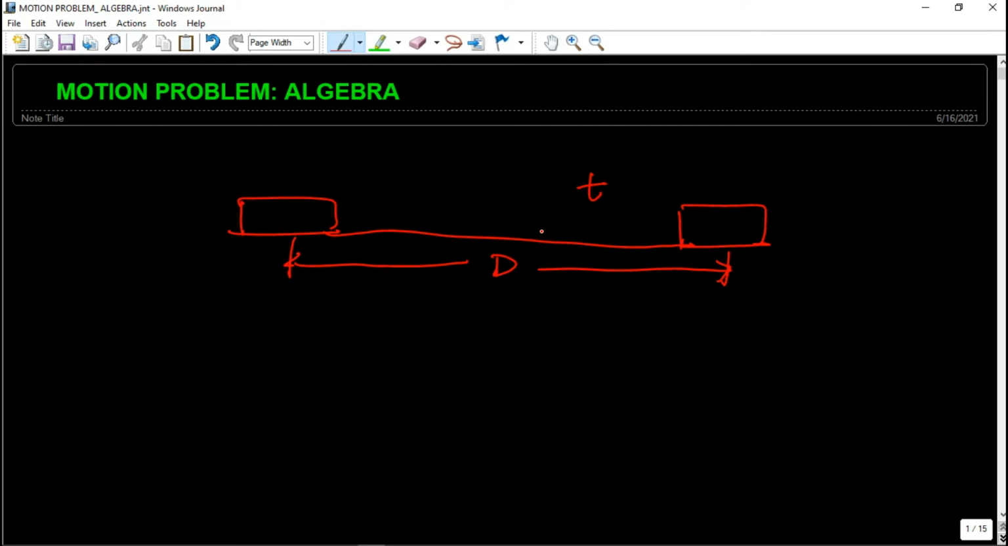So in the problem, they say rate or speed. They're the same, guys. In algebra, we use the variable v for speed. Speed is just equal to distance divided by time. It's the distance covered per unit of time.